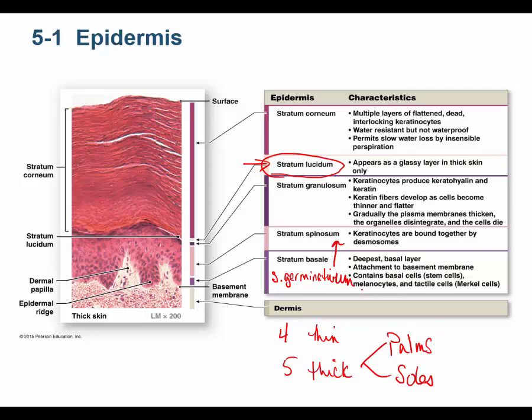Also back in the stratum germinativum, you have melanocytes that are intercalated between the basal cells, the stem cells. So you might have 4 or 5 stem cells in a row, then a melanocyte, then 4 or 5 more stem cells, then a melanocyte.